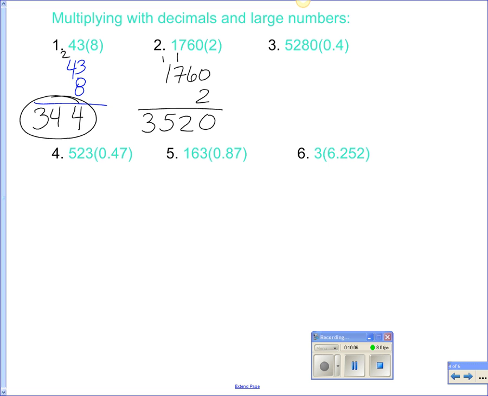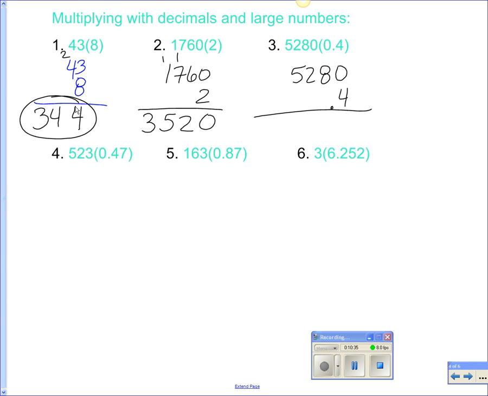Very good. Okay. All right, number 3, we're going to add in a decimal. When you multiply with decimals, nothing changes but your answer. When you multiply with a decimal, nothing changes but your answer. Okay? So, ignore it for now. Just do it regular.